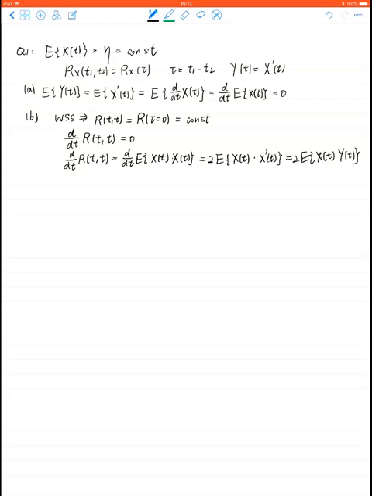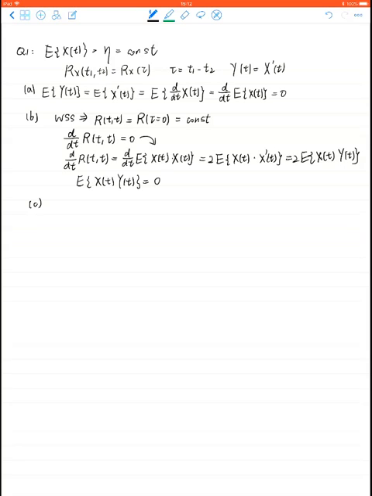And from the result of the first formula, we know that d/dt R(t,t) equals 0. So in this case, the expectation of X(t) times Y(t) equals 0. And that's the answer of question B.